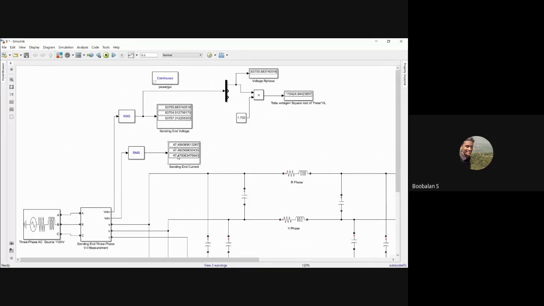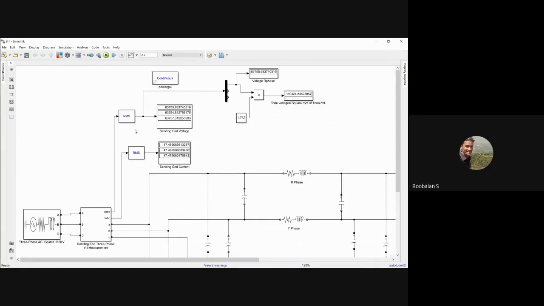And this is my sending end. So we have the sending end voltage and the sending end current. Now we need to calculate real power and reactive power on my sending end side. So what do we need to do, right? We'll have one more additional measurement. Calculating the sending end real power will be very easy.